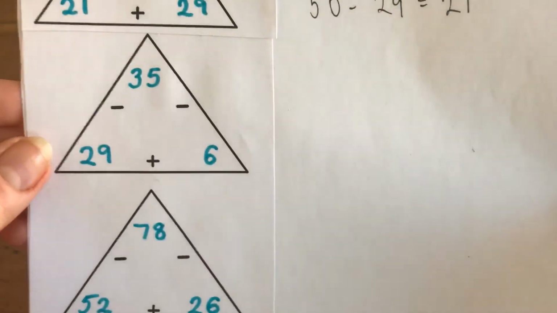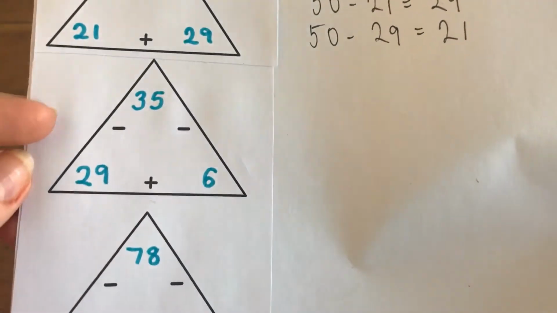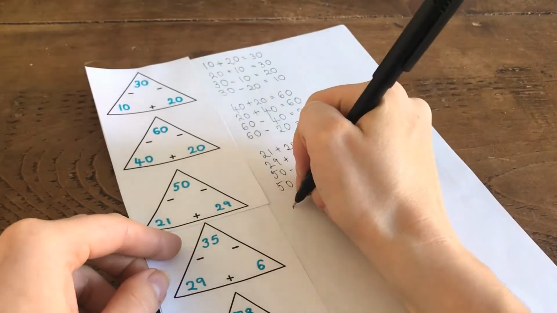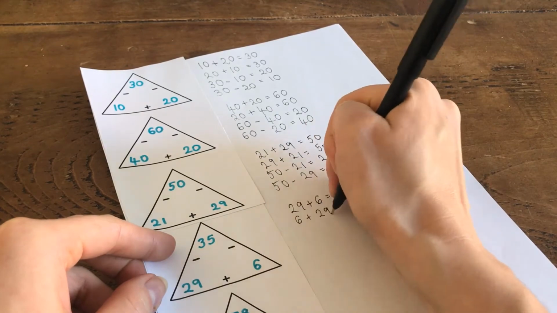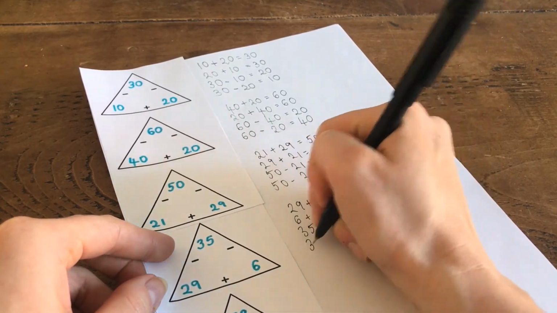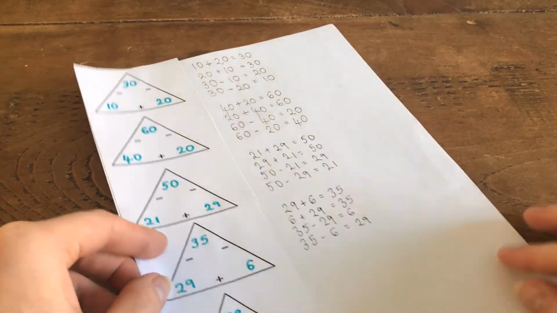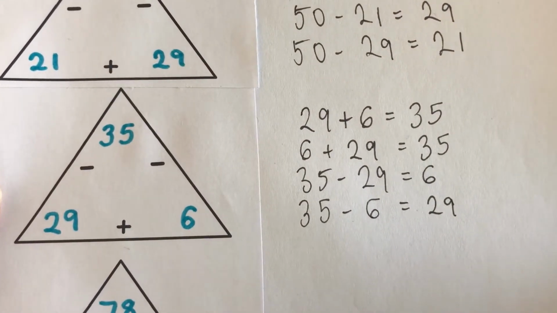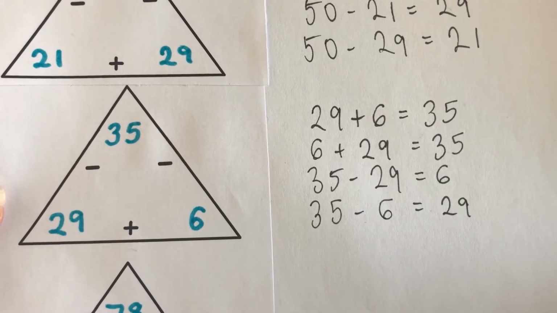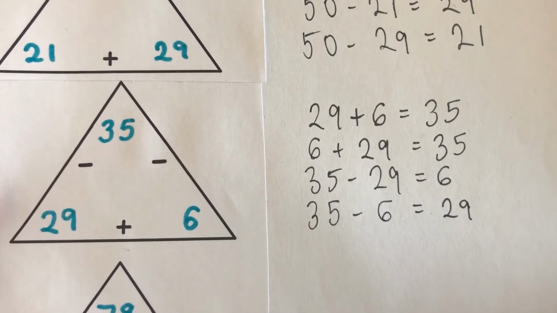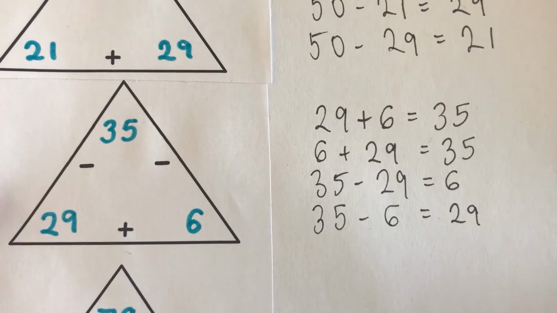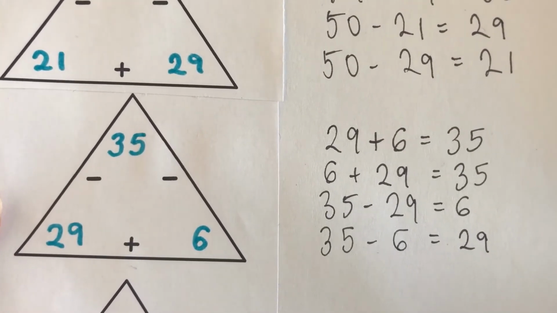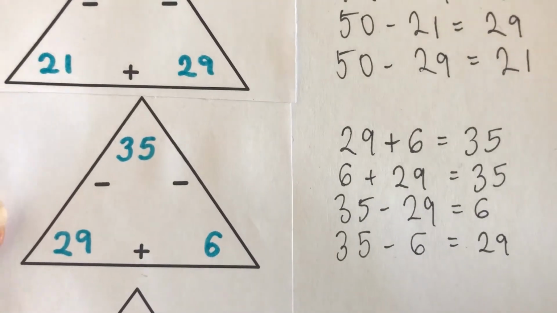Okay, so let's have a look at the answers of these ones. I'm going to practice my speed writing now. Right, let's have a look. 29 add 6 equals 35. 6 add 29 equals 35. 35 take away 29 equals 6. And 35 take away 6 equals 29. Well done if you got those ones right.